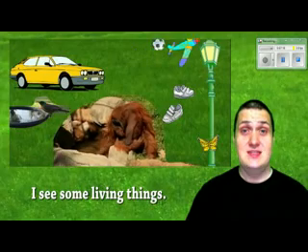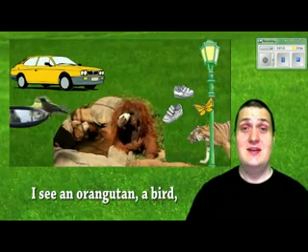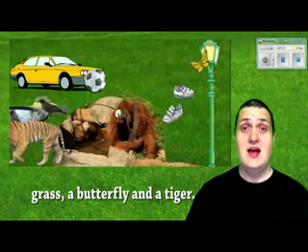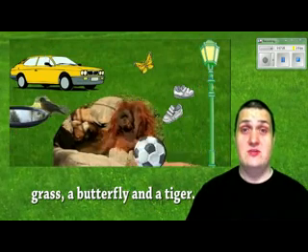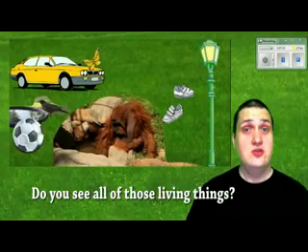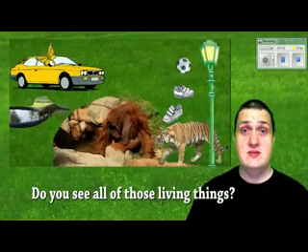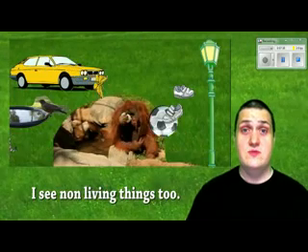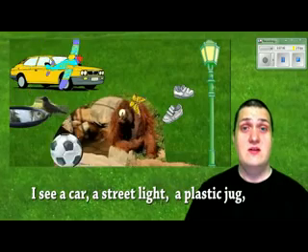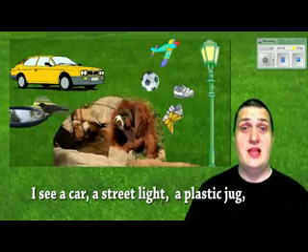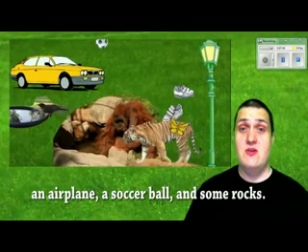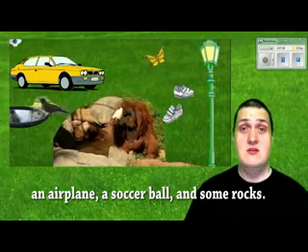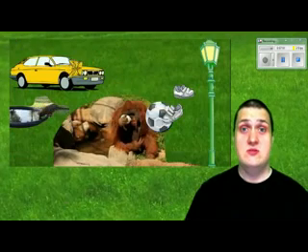I see some living things. I see an orangutan, a bird, grass, a butterfly, and a tiger. Do you see all of those living things? I see non-living things too. I see a car, a street light, a plastic jug, an airplane, a soccer ball, and some rocks. Can you see all of those?